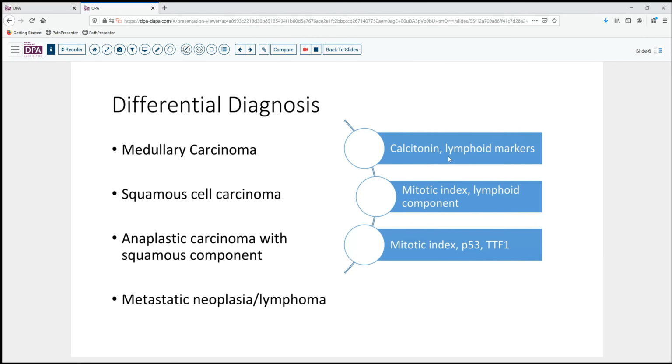The lymphoid markers will obviously confirm the presence of the lymphoid component, which would not be expected in medullary carcinoma. Poorly differentiated squamous cell carcinomas, those would also be P63 and high molecular weight cytokeratin positive. But the mitotic index would usually be much higher in conventional squamous cell carcinoma or anaplastic carcinoma with a squamous component. Additionally, P53 can be strongly positive in anaplastic carcinoma and often TTF1. So those help you a little bit with the differential diagnosis of a rare tumor.